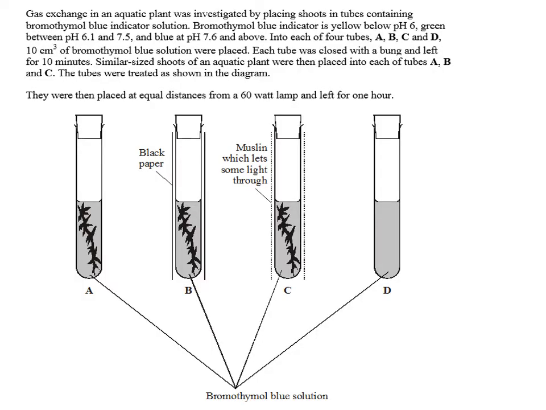Now in this question we're actually given a diagram to start with some apparatus and some additional bits of information, and we're given a body of text. Now we're going to read through the text and highlight the key points to be able to then utilize these in our answer. Now the question says gas exchange in an aquatic plant was investigated by placing shoots into tubes containing a certain indicator called bromothymol blue, and that is a pH indicator.